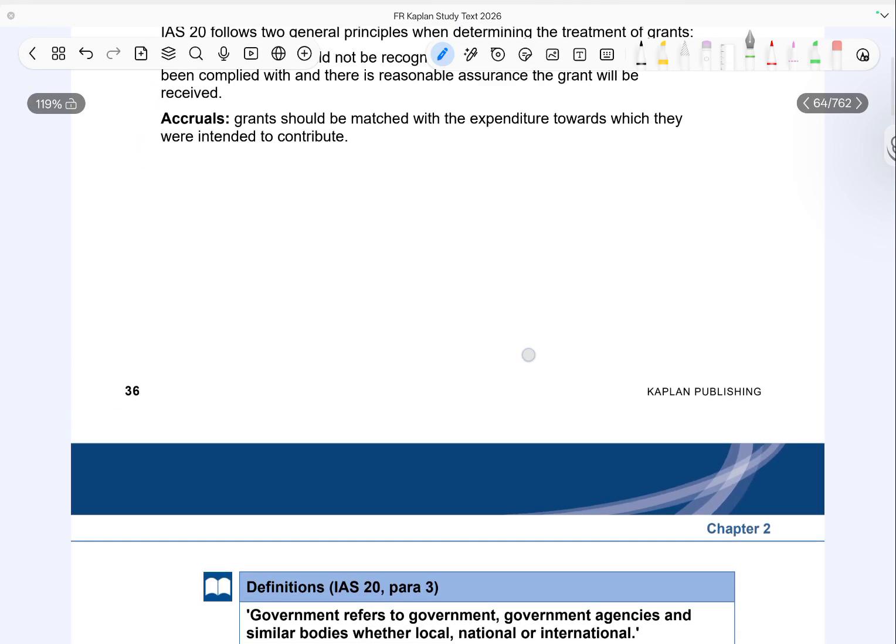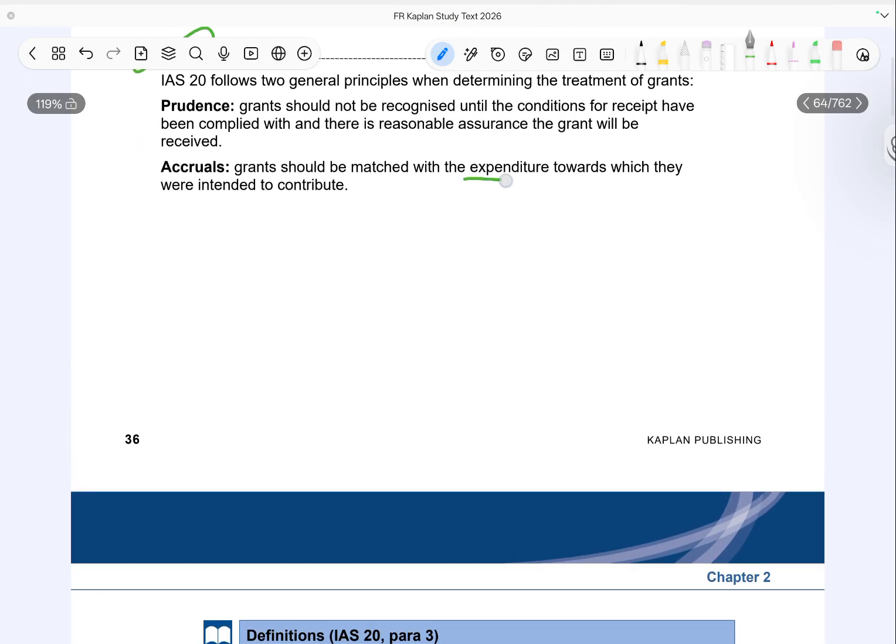And accruals. Grants should be matched with the expenditure towards which they were intended to contribute. So yeah, if you're receiving a grant for an investment in property, plant, or equipment, you need to offset it against that only. You cannot use it to offset against anything else.